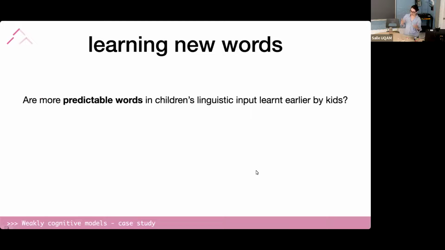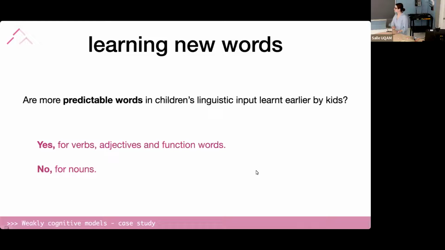So in terms of the question that we had, are more predictable words in children's linguistic input learned earlier by kids, using this language model predictability as our measure for word predictability in people? We were able to find the answer that yes, for verbs, adjectives, and function words, but no for nouns.